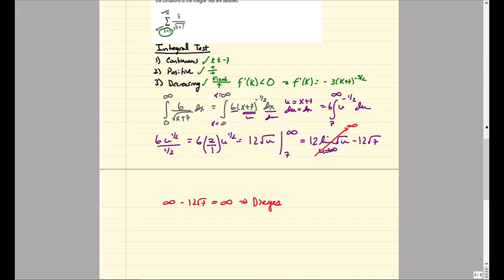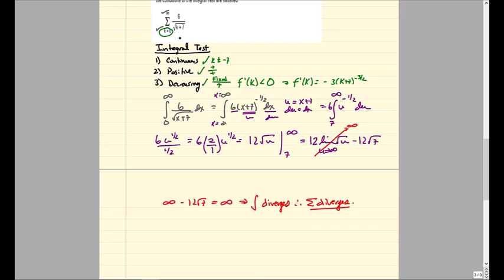So that's the start of the conclusion that I can draw. Well, if you look back at the integral test, if the integral diverges, the series diverges as well. So this implies I should write the integral diverges. Therefore, the series diverges. Okay, so that's the integral test.